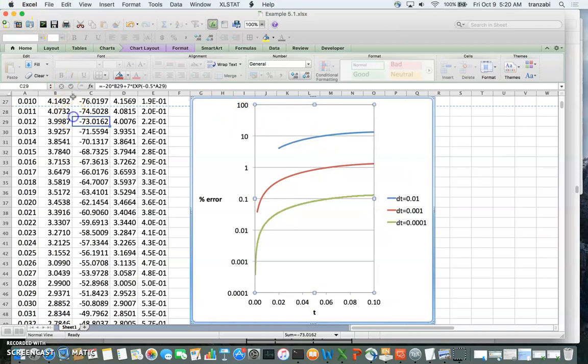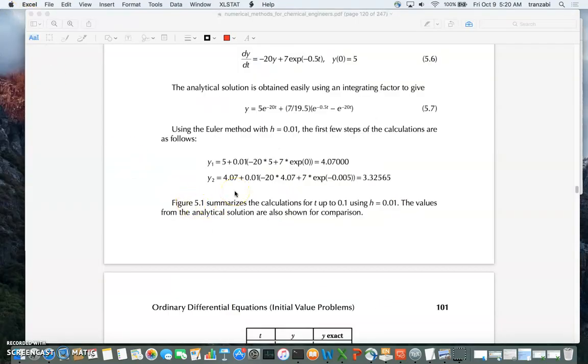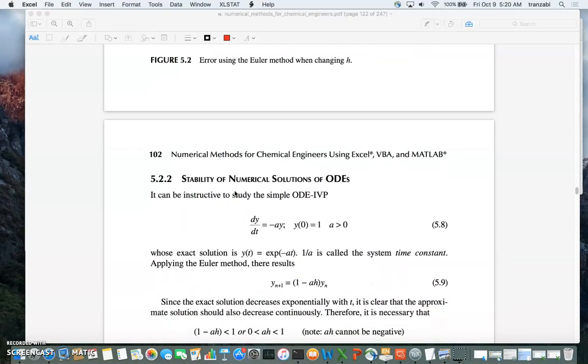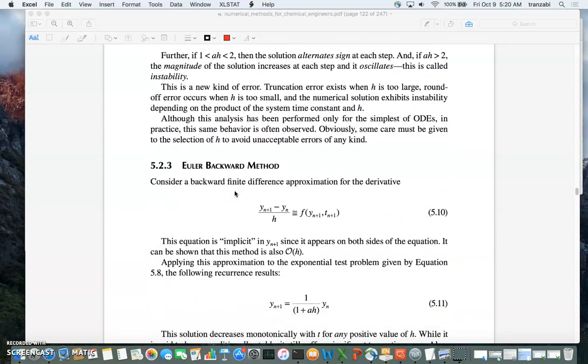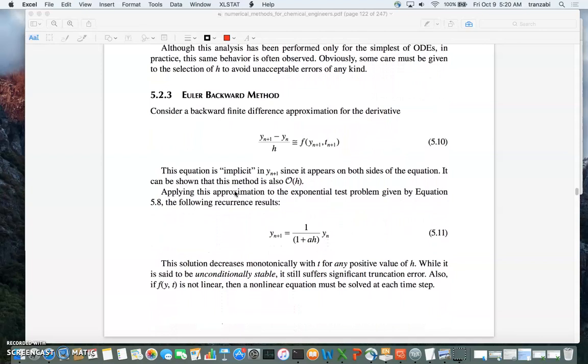I'm going to close this and jump to the next topic, which is now backward Euler. We're going to skip the stability analysis for now and come back to it later. We're going to focus on backward Euler, and if time permits, I'm also going to talk about the trapezoidal rule to solve differential equations.